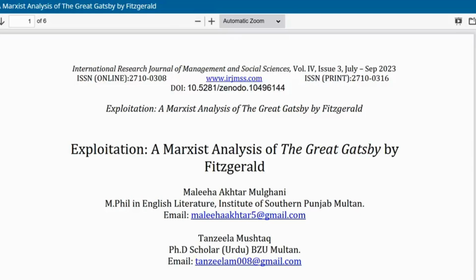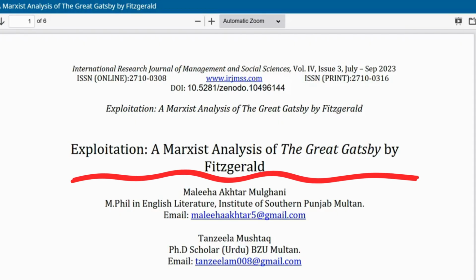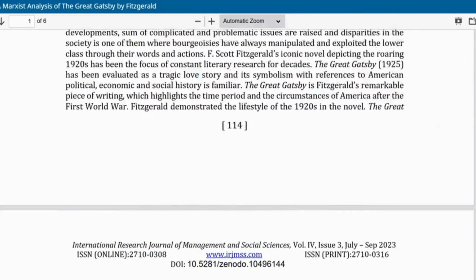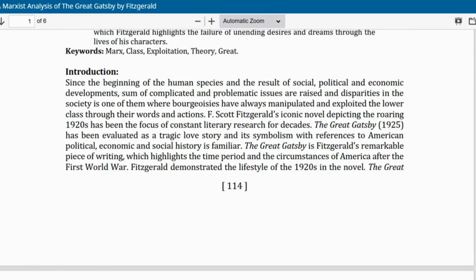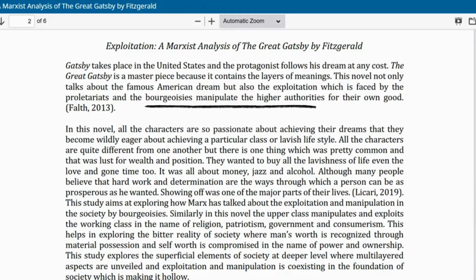First, I will show you an example of an online article to explain how to present theory in an English literature research paper. The article "Exploitation, a Marxist analysis of The Great Gatsby" applies Karl Marx's theory to the novel The Great Gatsby by F. Scott Fitzgerald. In the introduction, the authors introduce the novel as a depiction of the 1920s American society and explain that the text shows class inequality, wealth, and the pursuit of the American dream.